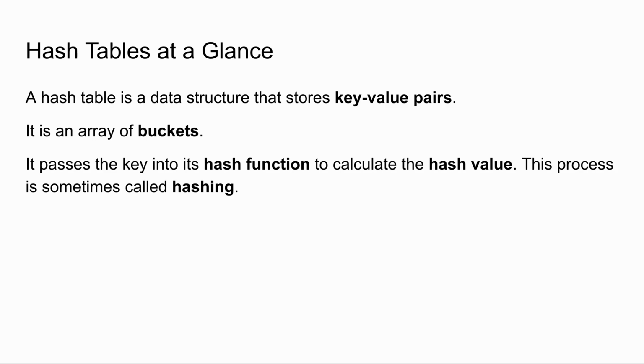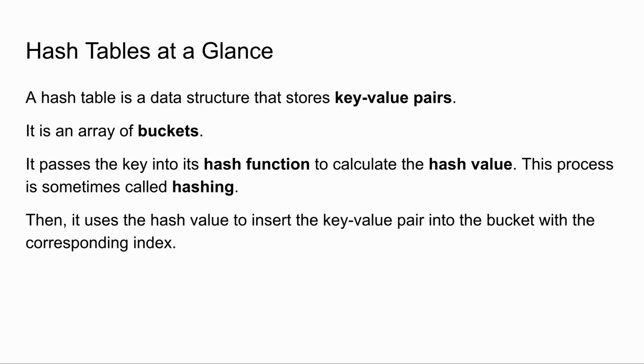It takes the key value pair and passes the key into the hash function to calculate the hash value. This process is sometimes called hashing. Then it uses the hash value to insert the key value pair into the bucket with the corresponding index. Lookup is accomplished with a similar process. I know this is a lot of information at once, so let's break it down even further with a visual representation.